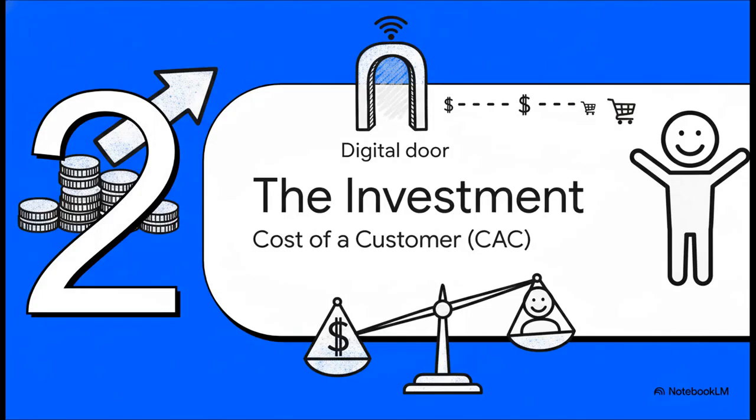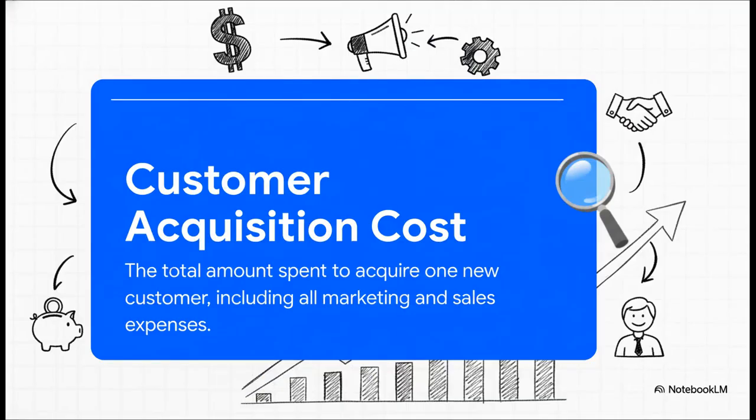Okay, so answering that big question really means looking at two key metrics. First up, we have to look at the investment. How much does it actually cost you to get a new customer to walk through your digital front door? This is what we call the customer acquisition cost, or CAC for short. So what goes into your CAC? Well, pretty much everything you spend to turn a stranger into a paying customer. We're talking about all your ad spend, right? The salaries and commissions for your sales team, the money you spend on marketing software, the whole shebang. It's the total investment you make to win over that one customer.